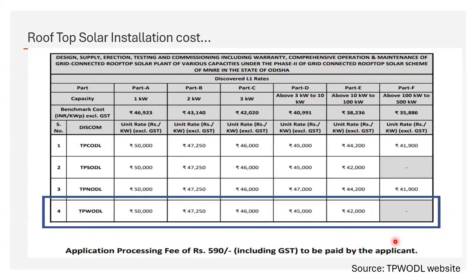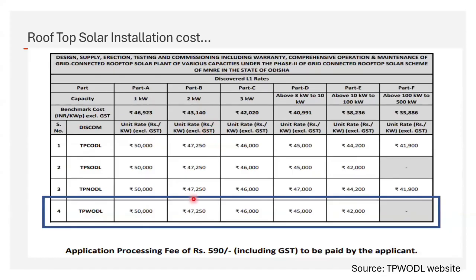This I have taken from the TPWODL website. Just like in western part of Odisha, it is TPWODL, similarly northern part, southern part, and central part of Odisha. So for a 1 kilowatt solar system, this is 50,000 rupees per kilowatt. So for a 1 kilowatt system, the cost is around 50,000. For a 2 kilowatt system, this is 47,250 into 2, because this is rupees per kilowatt of installation.